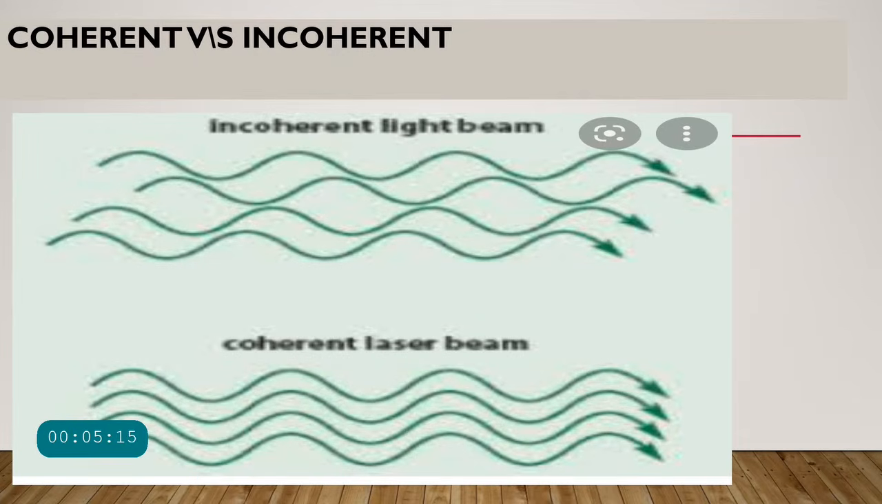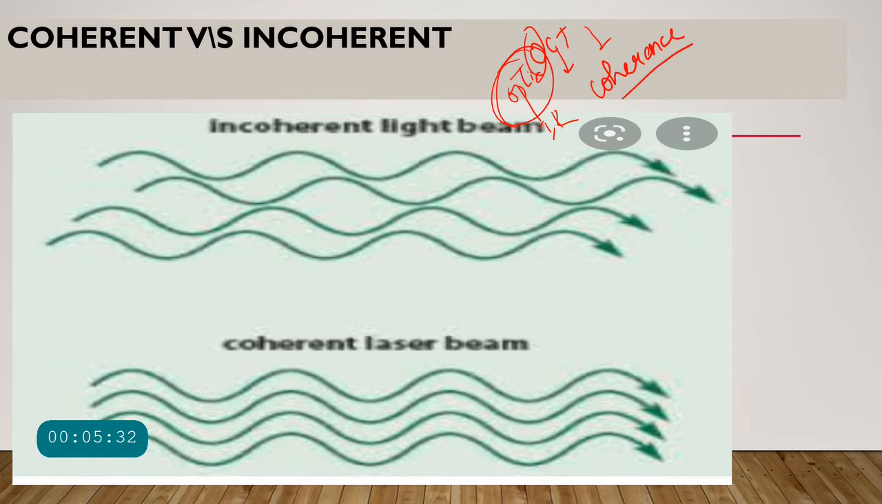Now let me tell you something about coherent and incoherent. What does OCT stand for? OCT stands for optical coherence tomography. Optical is nothing but the infrared light, and therefore we are calling it optical. And then there is a term which is called coherence.